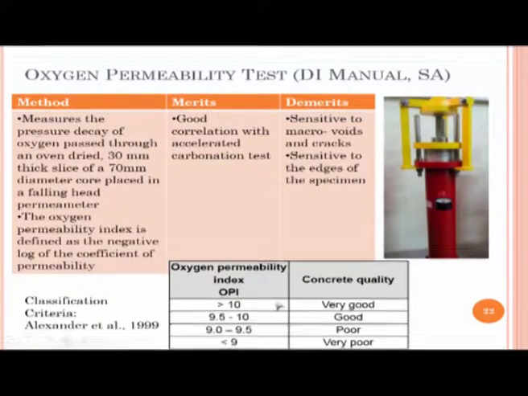So as in the other cases, you can again use an estimate of the oxygen permeability index to come up with a qualitative classification of your concrete. So greater than 10 is very good, less than 9 is very poor, okay. In other words, greater than 10 means my permeability coefficient is less than 10 to the power of minus 10, okay. Less than 9 means my permeability coefficient is greater than 10 to the power of minus 9, okay. So that means I am getting a very poor quality of concrete.